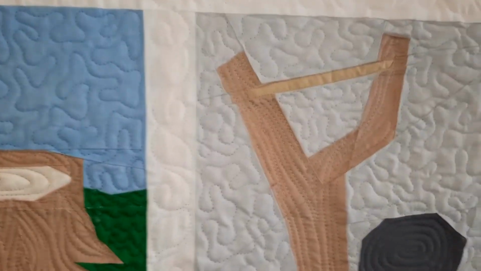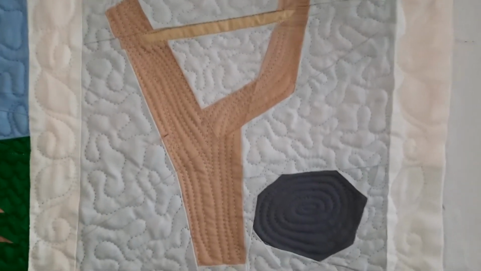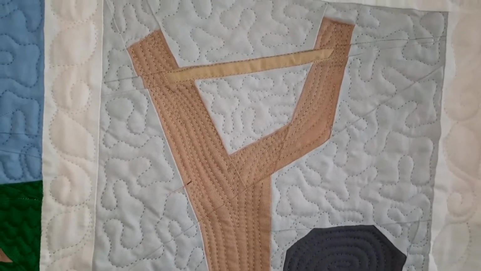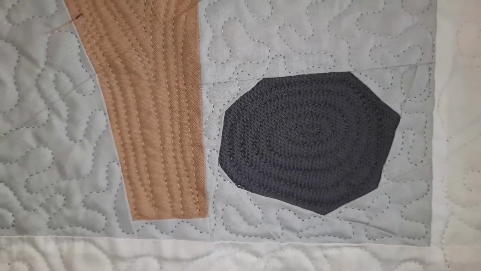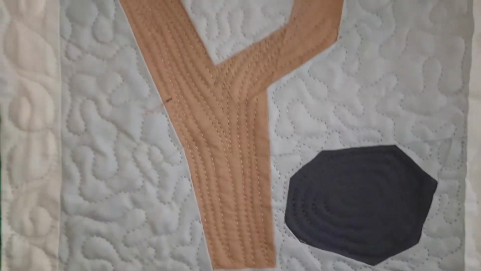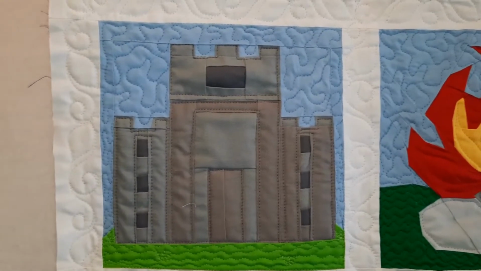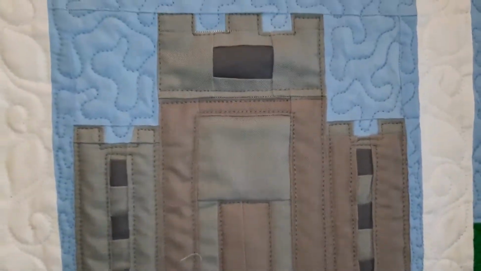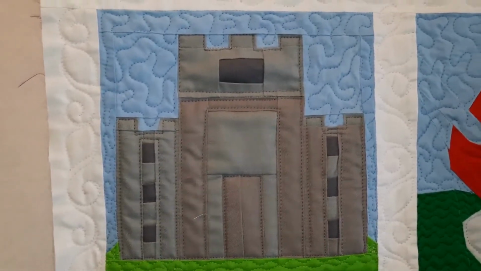All right, our next block represents David and Goliath. So the slingshot I have quilted in some repeating lines because it probably was made of timber, and the stone just in a concentric circle. The next block we have is Solomon's Temple. So I have quilted around each of the sides of it, again quite simply with straight lines, just to hold that down and accentuate that it would have been an impressive building.